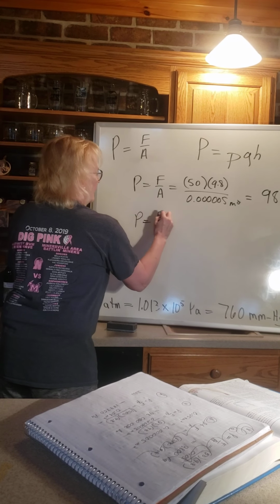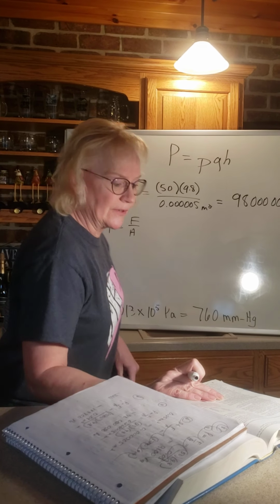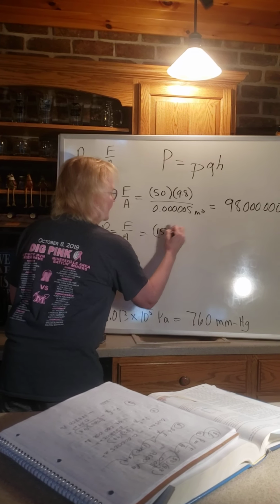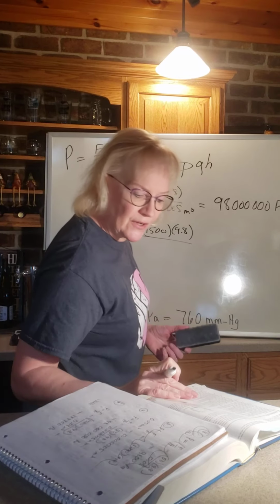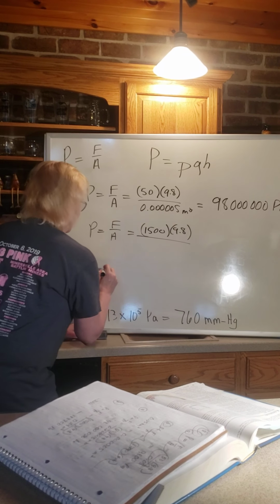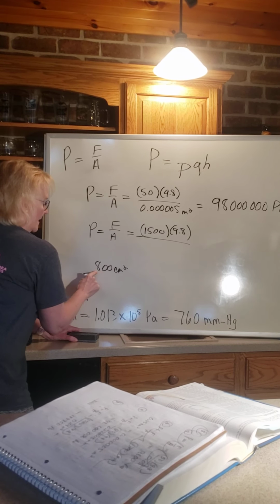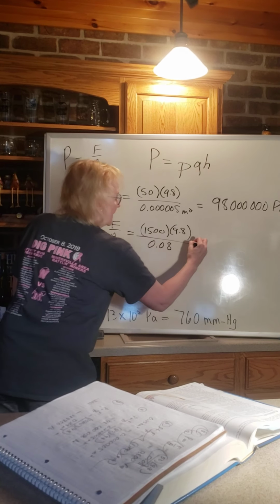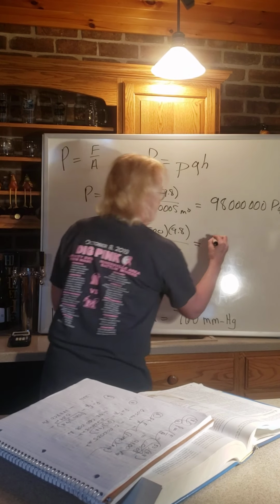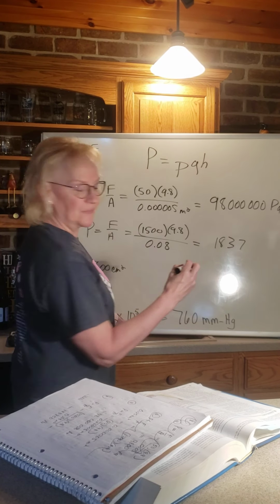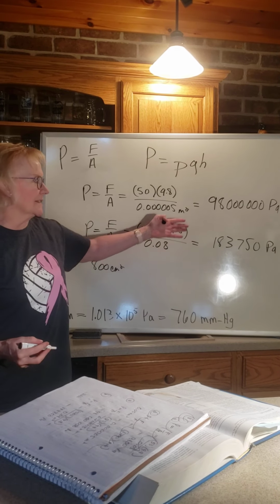The elephant is a 1,500 kilogram elephant. Multiply that by 9.8. Now he's 1 foot. His 1 foot is 800 square centimeters. We're going to move it 4 places. 1, 2, 3, 4. 0.08. So even though the numerator is very large here, it's going to give us 183,750 pascals.